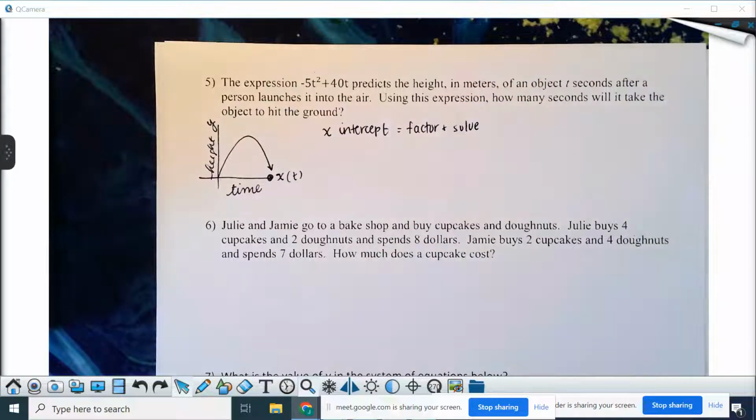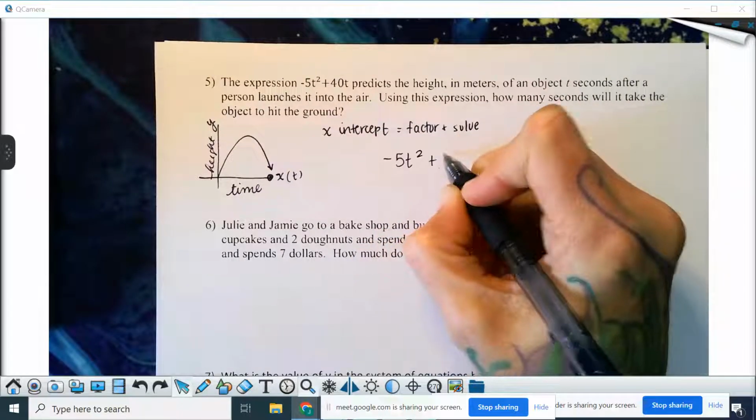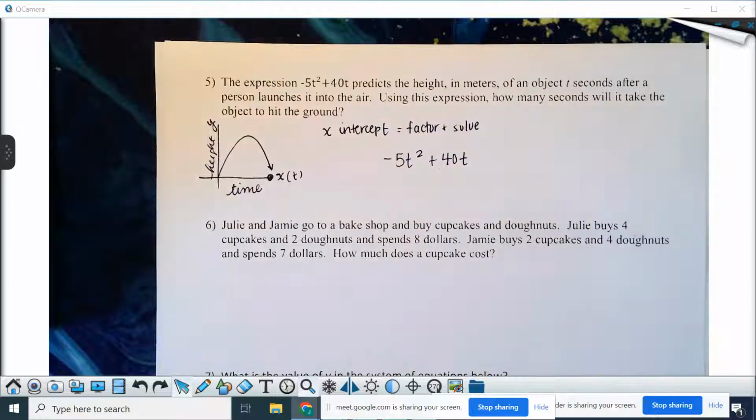Or solve is good too. So if I have negative 5 t squared plus 40 t, do I have a constant? Is this a binomial or a trinomial? Binomial, right? There's only two terms. That means we're not going to do big star. We're not going to do standard trinomial factoring. Is it a difference? Like, is there a minus sign in the middle? No, so it's not difference of squares, so we can't take the square root of the first term and the second term and keep boogieing.